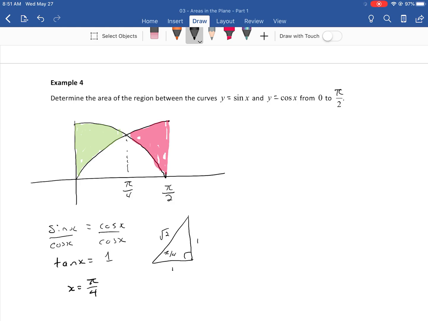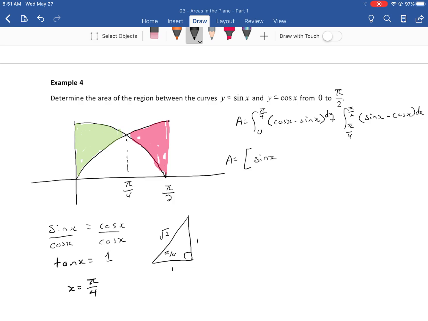Well, after all that, then I want these two areas. I want one area from 0 to pi over 4. In that part, cosine is the upper, and sine x is the lower. Then I also need the area from pi over 4 to pi over 2. And in that part, sine x is the upper, and cos x is the lower. Get my dx's on there. And the rest is pretty straightforward stuff.